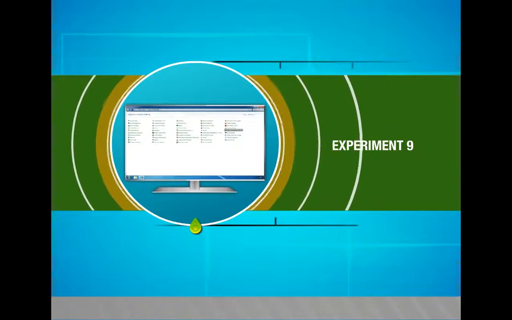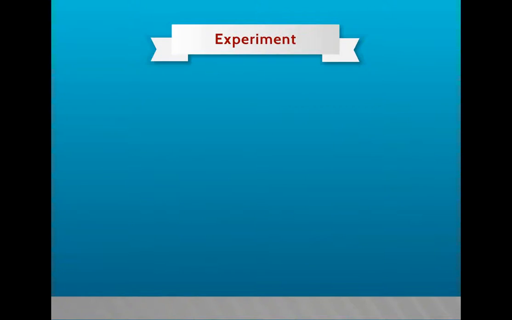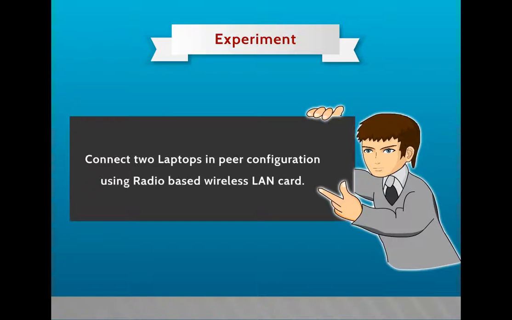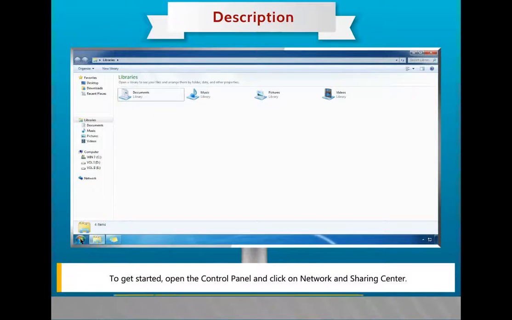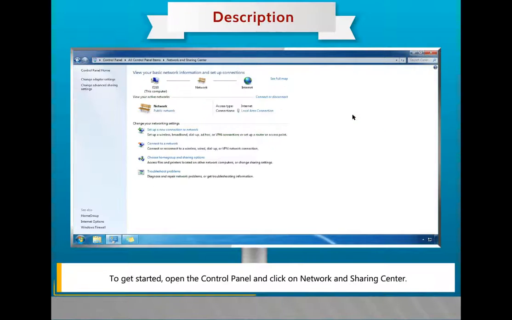Experiment 9. In this video, we are going to see about Experiment 9. Experiment: Connect two laptops in peer configuration using radio-based wireless LAN card. Description. To get started, open the control panel and click on Network and Sharing Center.